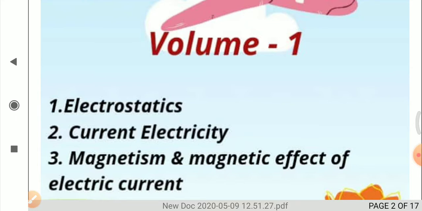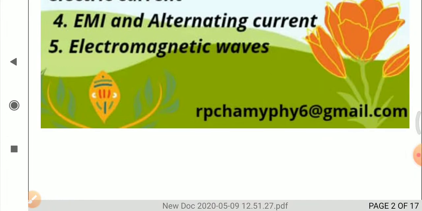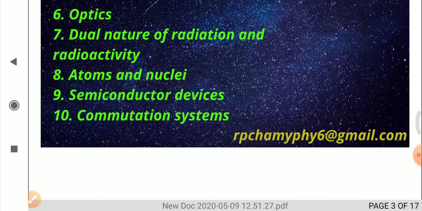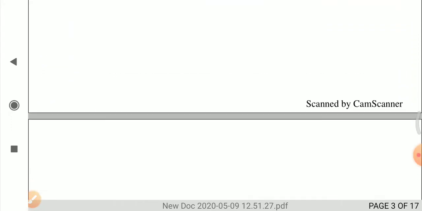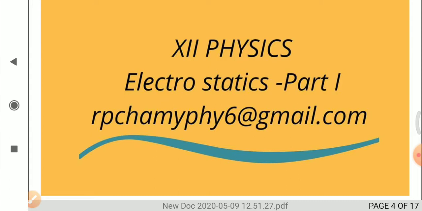Are you clear? So there are 10 chapters. Among the 10 chapters, the first volume contains 5 lessons, and the second volume contains 6 lessons. Among the 6 lessons, the first 5 lessons are very essential. Now let us move to the first volume. Into the first volume, just now we have discussed, there are 5 chapters. The first chapter is nothing but electrostatics.